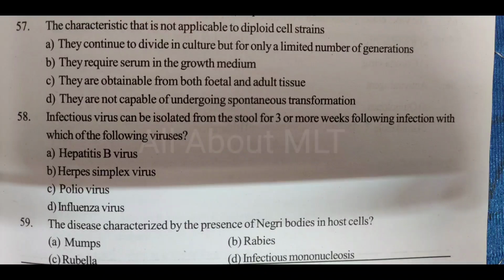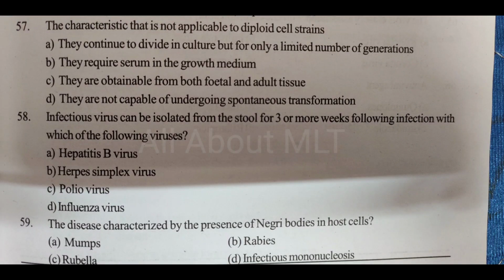The characteristic that is not applicable to diploid cell strains. Option A they continue to divide in culture but for only a limited number of generations. Option B they require serum in the growth medium. Option C they are obtainable from both fetal and adult tissue. Option D they are not capable of undergoing spontaneous transformation. Answer is option D they are not capable of undergoing spontaneous transformation.